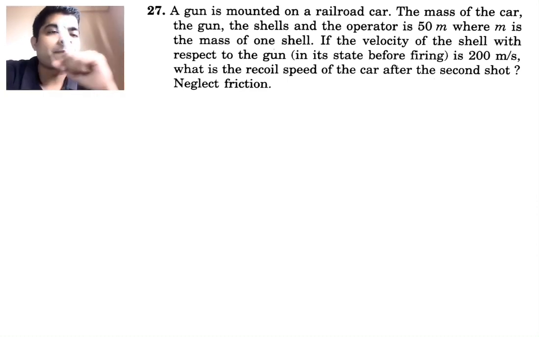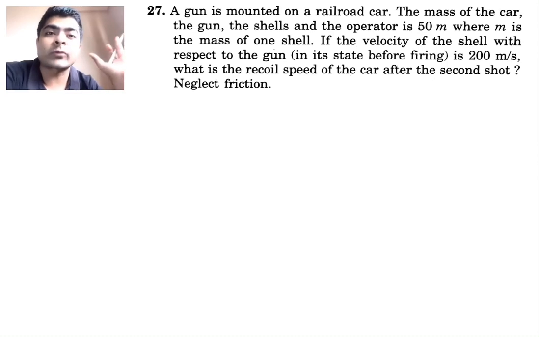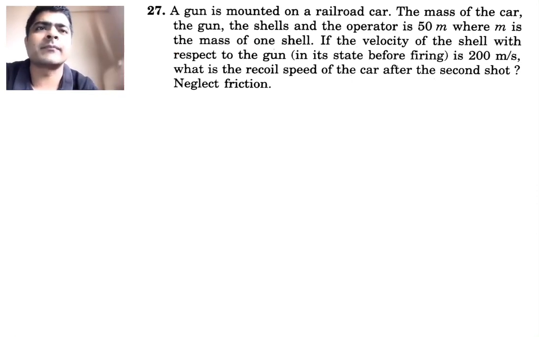Neglect friction. Now see, generally when you get such a question in the exam, I would suggest that you don't go for the entire question. First, let's see the part starting from a gun up to where m is the mass of one shell. Directly draw the diagram for this first part, then you will be able to understand the next part of the question.